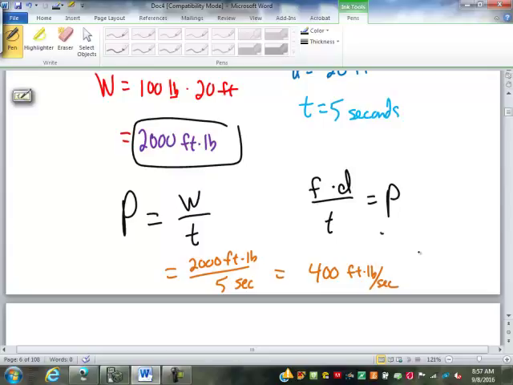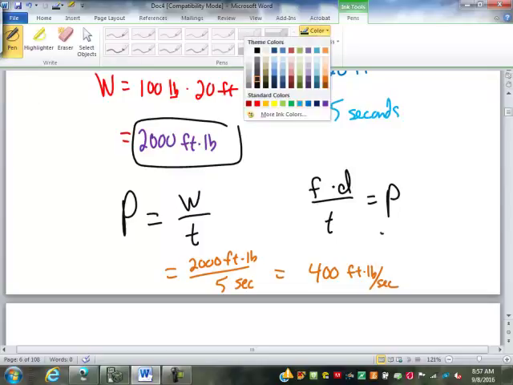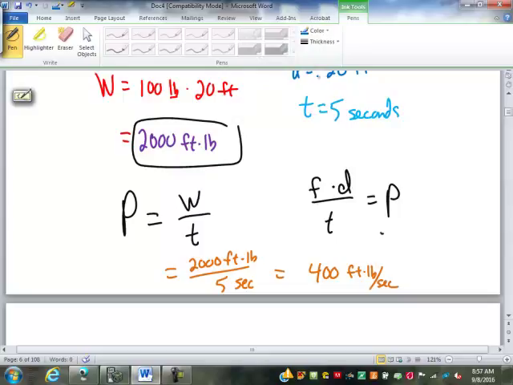1 horsepower, I believe, is 11,000 foot-pounds per second. You're looking at electrical horsepower, I think it's like 743 watts per second.